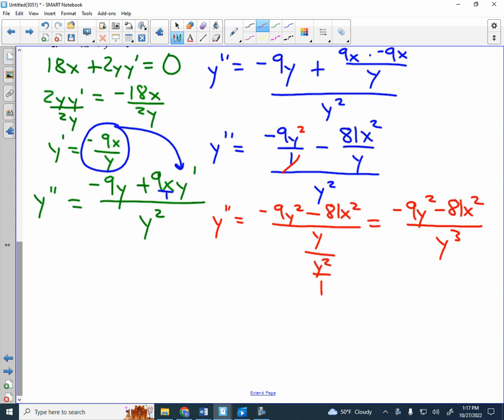Okay, so if we take out a negative 9, we are left with then what? And I'm going to try to help you guys. I'm going to write the x part first. So what do we get for the x part? 9x squared. Plus y squared. And that's all over y cubed.